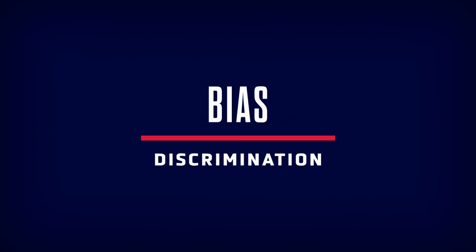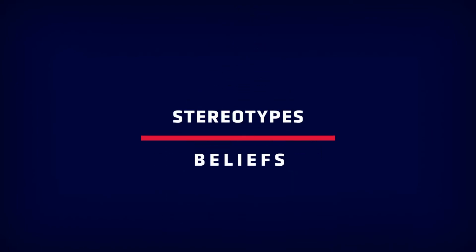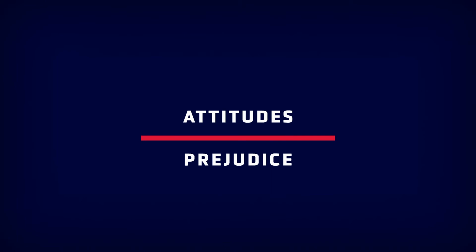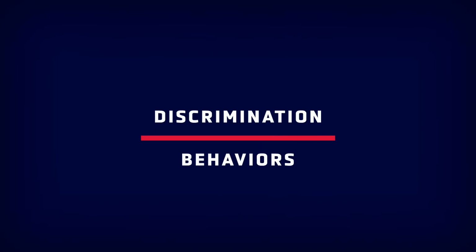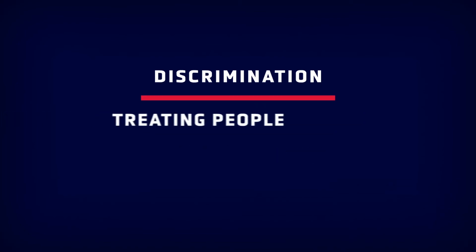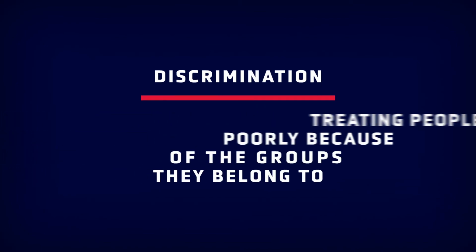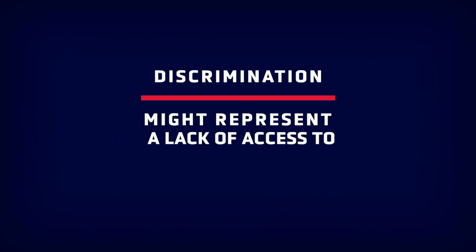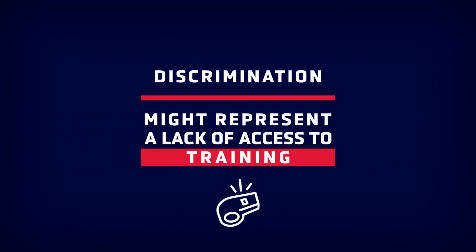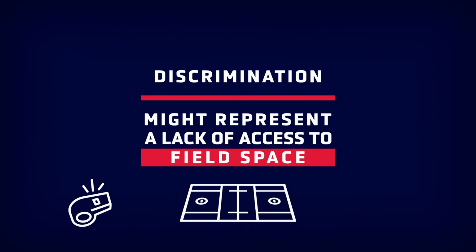Discrimination is the third part of bias. Whereas stereotypes focus on beliefs and prejudice on attitudes, discrimination focuses on behaviors. It occurs when we treat people poorly because of the group or groups they belong to. In some cases, discrimination might represent a lack of access to something, like training opportunities, field space, or equipment.